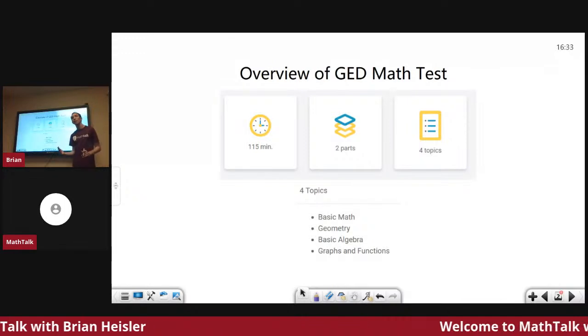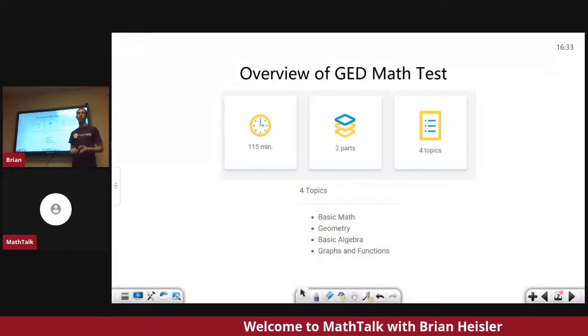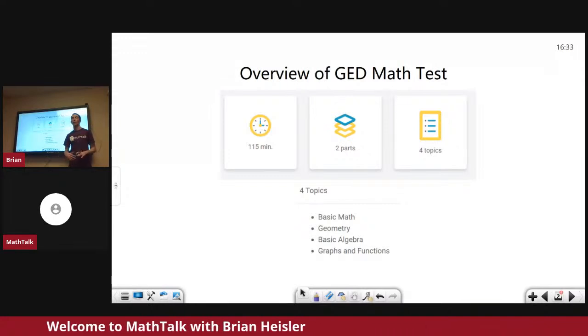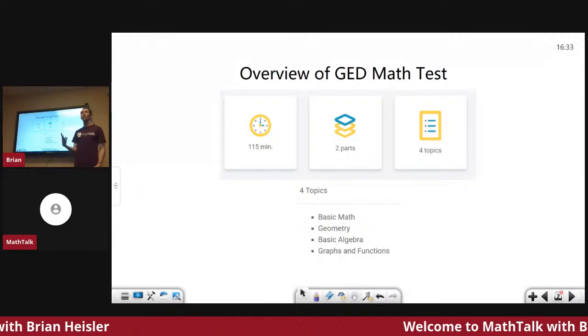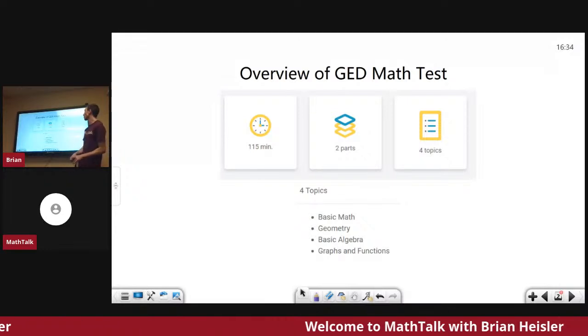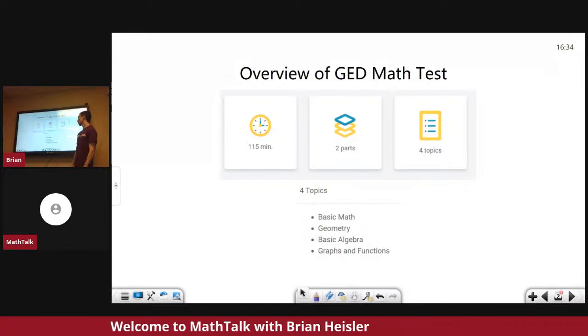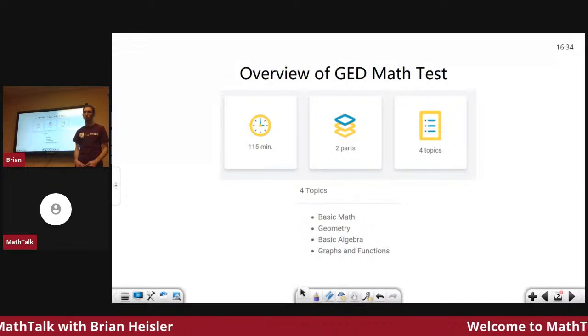Once you're done with that section, there's a little break in between for the transition into giving you a calculator if you want that, or you can use the one on the screen, and you'll jump into the main part of the test. In the whole test, there are four different broad topics and categories that will be found on that test, and those are basic math, geometry, basic algebra, and then graphs and functions.